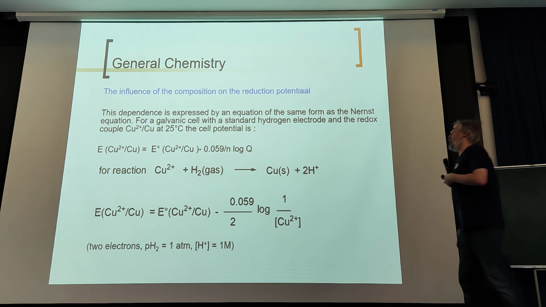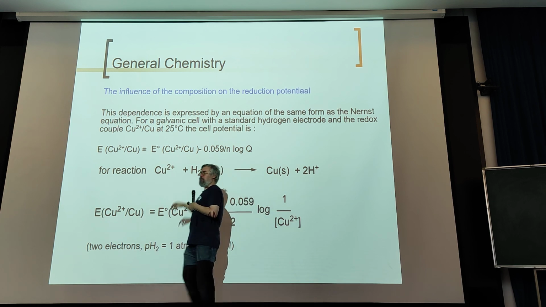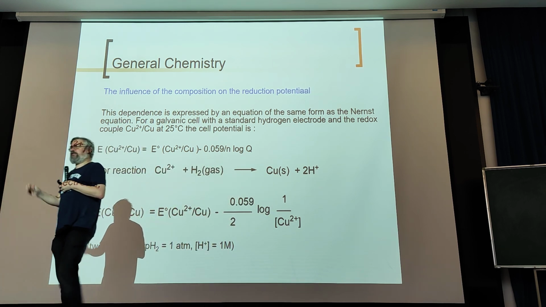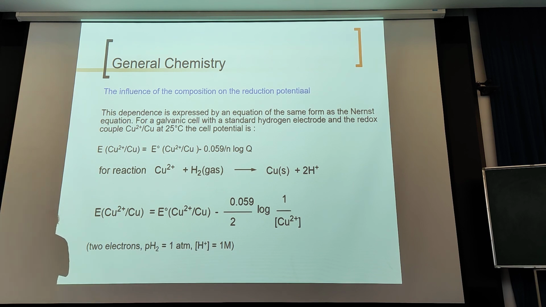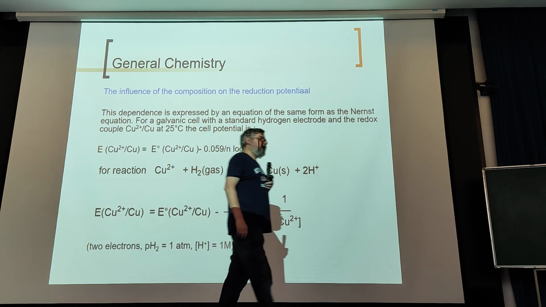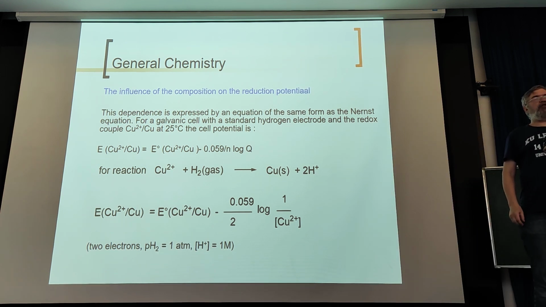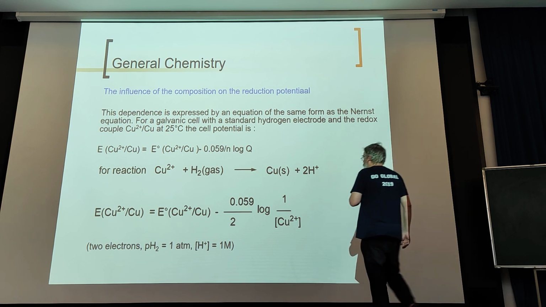Now, we could also include the H+ and the H2, which is a gas, but we are with the standard hydrogen electrode, so this is respectively 1 atmosphere and 1 molar. So that means we don't have to write it also because it all becomes 1. So the only changeable concentration now is the copper concentration. If that copper 2+ concentration is also 1 molar, then this becomes a logarithm of 1.